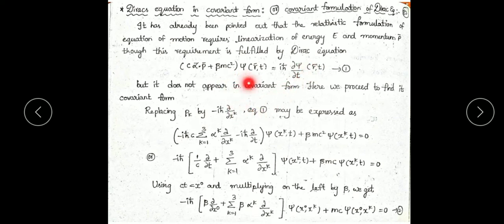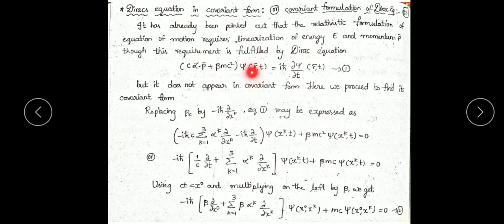That is just like in the Schrödinger equation, we have this form, Hψ is equal to iħ ∂ψ/∂t, time dependent. Here, as the wave function depends on time, it is a function of time, so this would be the time dependent form. From the time dependent Schrödinger equation we have this, but it does not appear in covariant form here. So we proceed to find its covariant form.